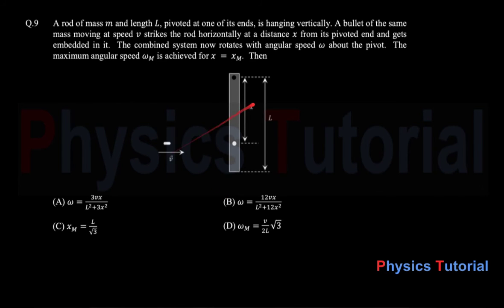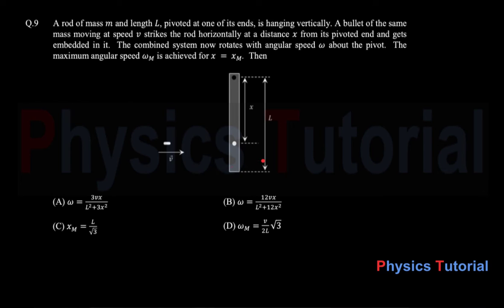What is the strategy over here? First of all, here a bullet of the same mass as the rod is moving, and it gets embedded in the rod. After embedding, angular momentum will be conserved. Small m, the mass of the bullet, is given here. So m v r, where r is the distance from the pivot.